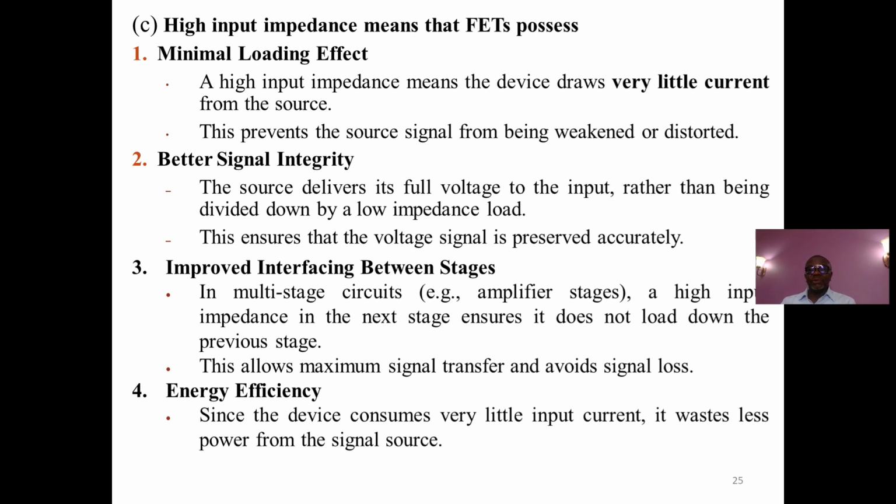Since the device consumes very little input current, it wastes less power from the signal source, because power dissipation is equivalent to P equals I squared R. So if it draws very little current, then the power dissipation at the point of interface becomes very minimal. So it is energy efficient. Systems with high input impedance aid energy efficiency.